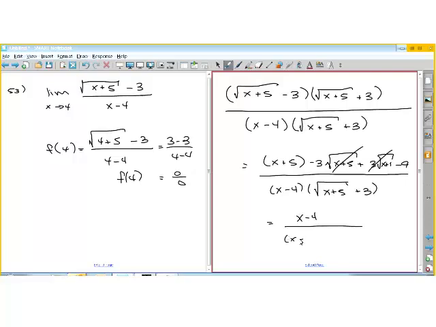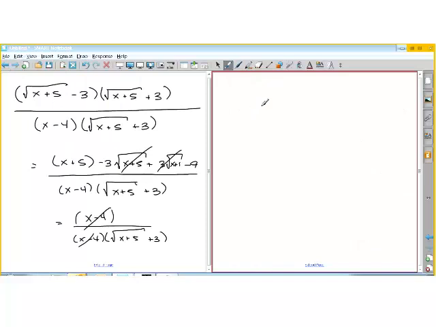So you have x minus 4 over the square root of x plus 5 plus 3. Now this common term cancels out, and we end up with 1 divided by the square root of x plus 5 plus 3. So my original function simplifies down to this, and this expression is not indeterminate when you evaluate the original limit.